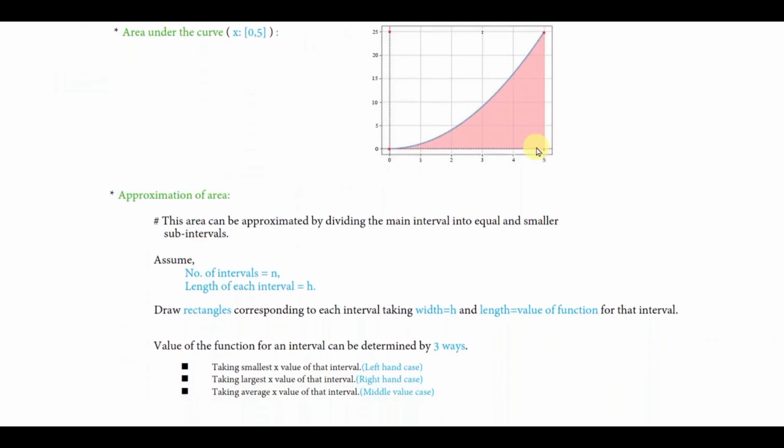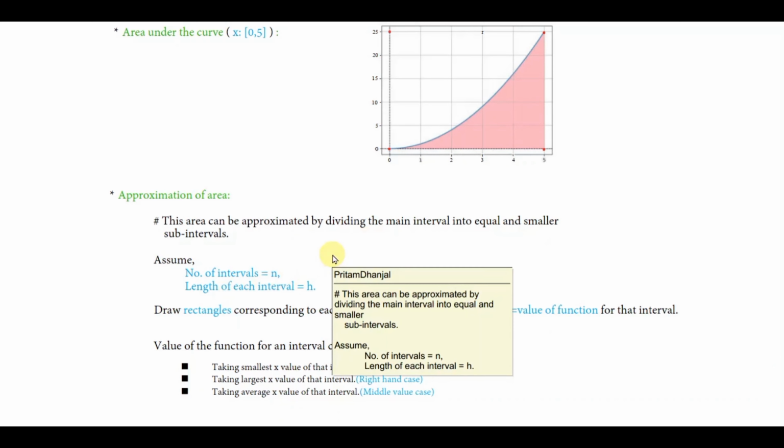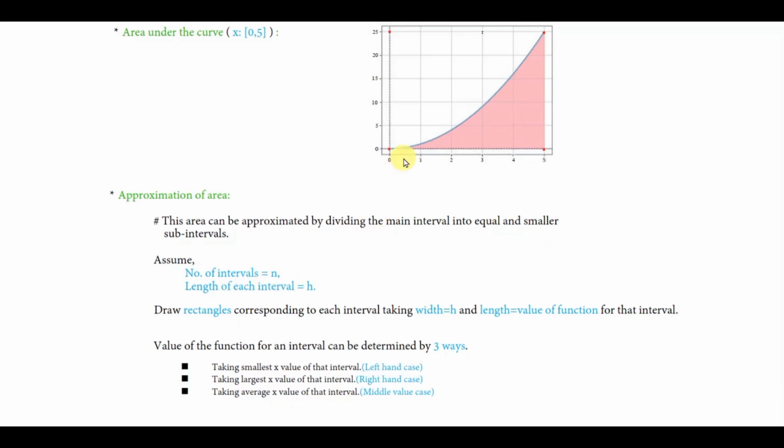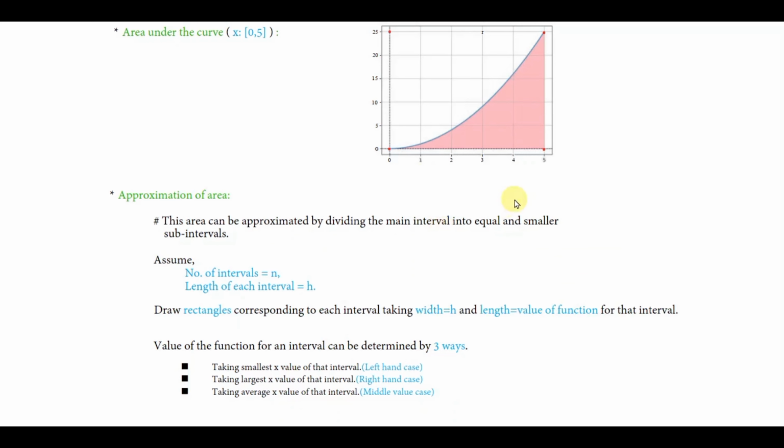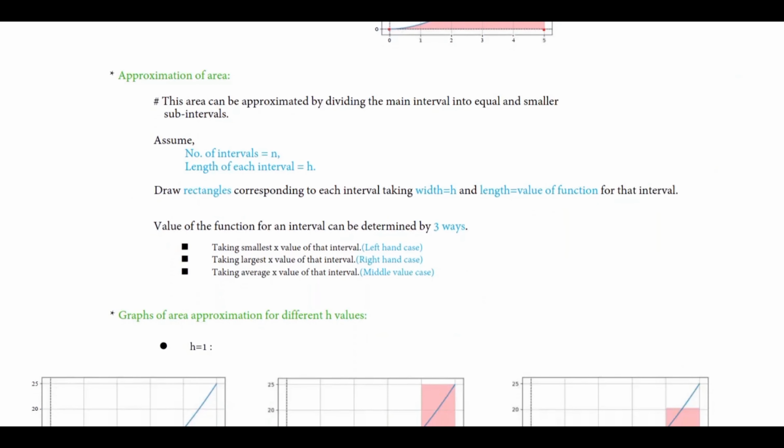If we try to approximate this area, we can do it by dividing this large interval 0 to 5 into smaller and equal intervals. Now let us assume that the number of intervals that are formed finally is n, and the length of each interval, which are obviously equal, is h. Draw the rectangles corresponding to each interval, taking the width of that rectangle equal to h, which is the length of that interval, and the height of that rectangle we can take as the value of the function corresponding to that particular interval. That value of the function we can take in totally three ways.